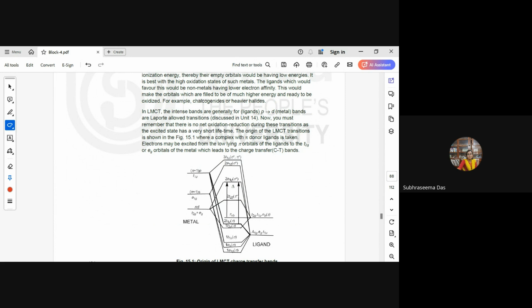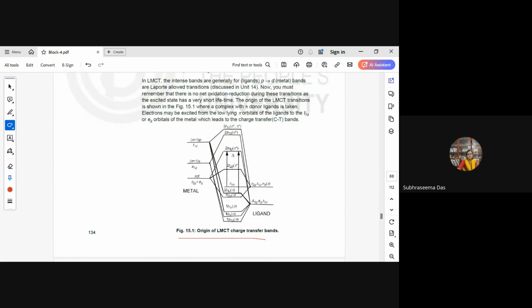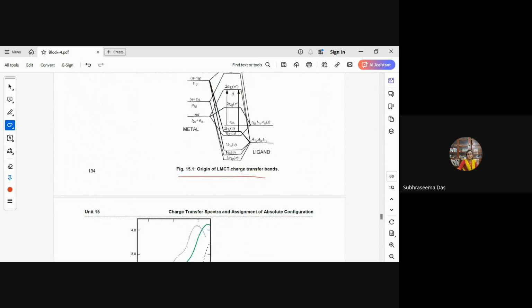Since these are Laporte allowed transitions, the origin of LMCT transitions has been shown in figure 15.1. Although they have a very short half life in their excited state, the transitions are very intense in nature. The electrons are first excited from the low lying pi orbitals of the ligands to the T2 and Eg, or the Eg of the metal atoms, which leads to the charge transfer.